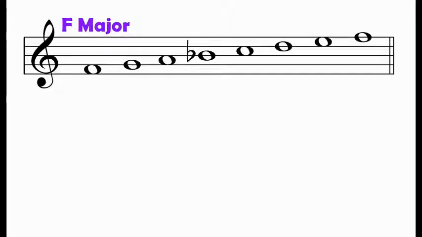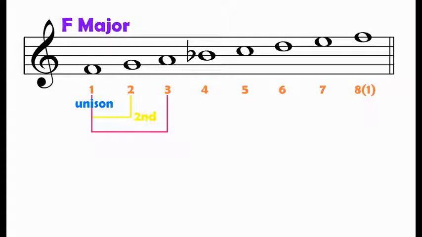Here we can see the notes of the F major scale numbered 1 to 8. Our first interval is the unison because these two notes are the same. Our next interval, F to G, is a second. When we move from F to A, we have a third. The interval from F to B flat is a fourth.